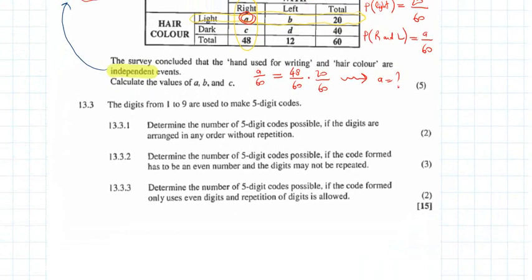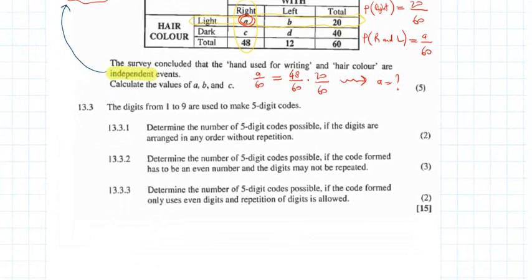Now, the digits from 1 to 9 are used to make 5-digit codes. Good. The important thing is it's a code, okay? It's not an integer. So the first digit can be 0, but anyway, we don't have any 0. It's 1 to 9. Determine the number of 5-digit codes possible if the digits are without repetition. So we can have 5 chairs, 1, 2, 3, 4, 5. You can use the chair method. The first one can be placed with any of 9. Because it is without repetition, I have to decrease by one each time, because the ones used cannot be used again. So this is the answer.